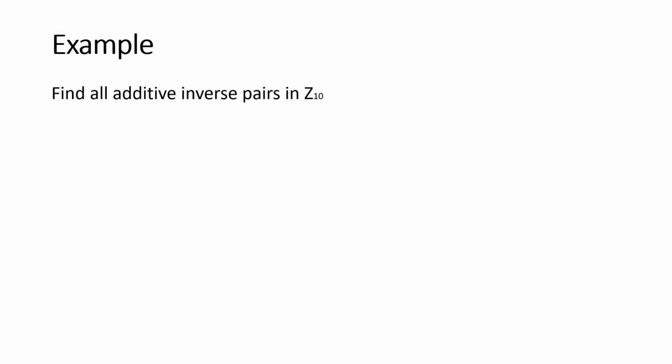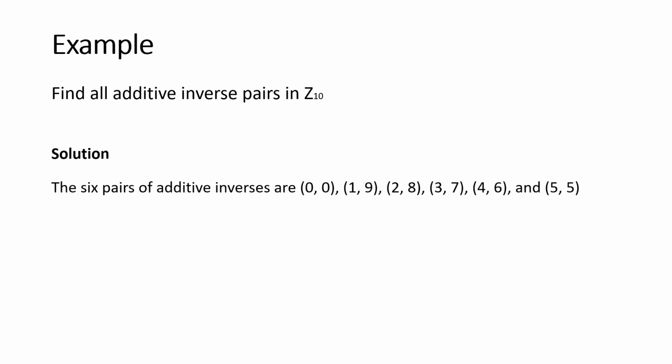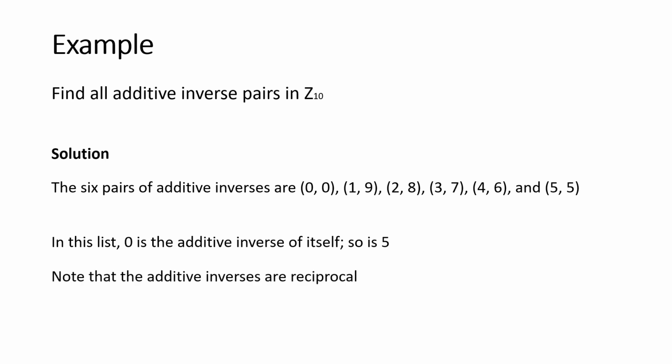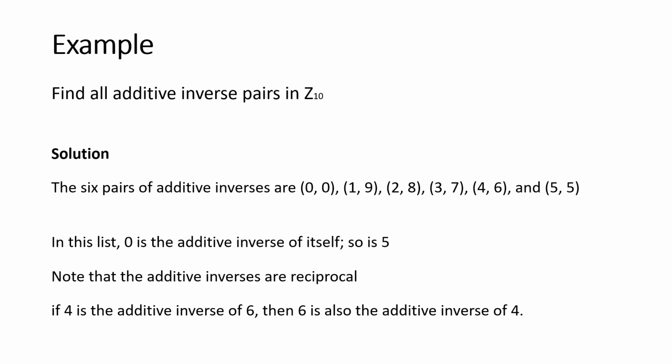Example. Find all additive inverse pairs in Z10. Solution. The 6 pairs of additive inverses are (0, 0), (1, 9), (2, 8), (3, 7), (4, 6), and (5, 5). In this list, 0 is the additive inverse of itself, so is 5. Note that the additive inverses are reciprocal. If 4 is the additive inverse of 6, then 6 is also the additive inverse of 4.